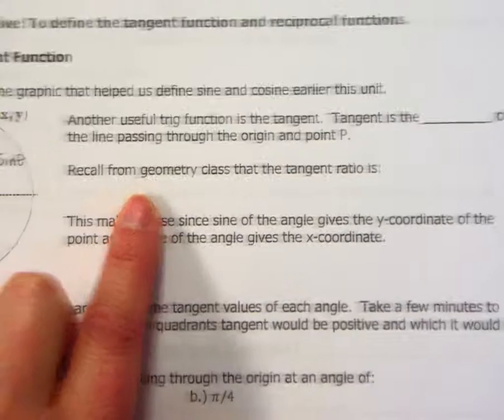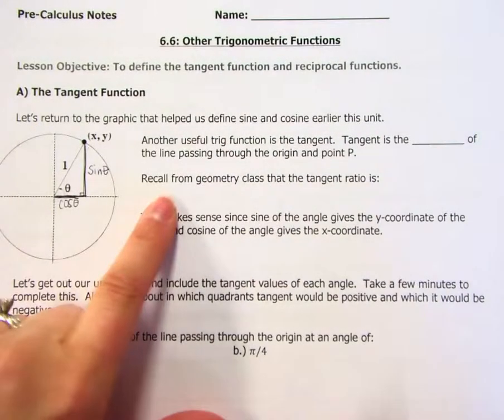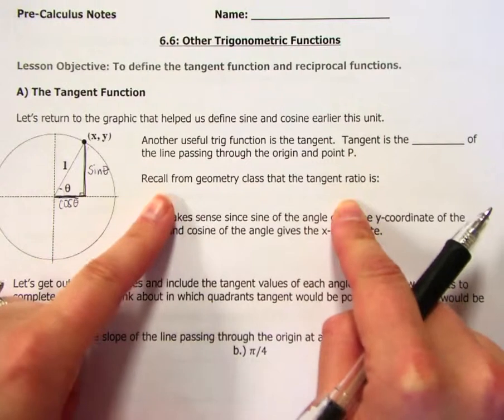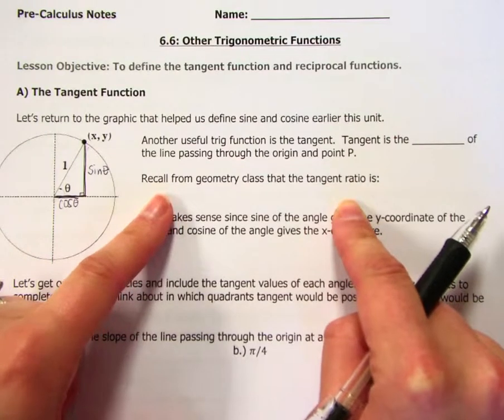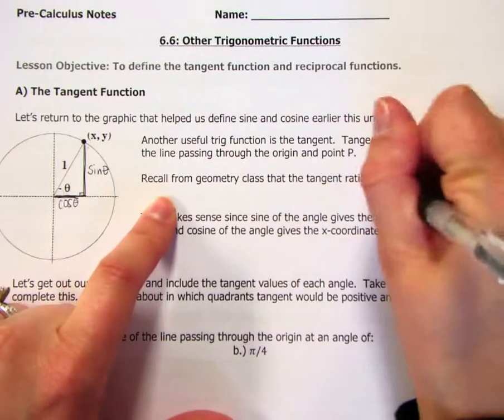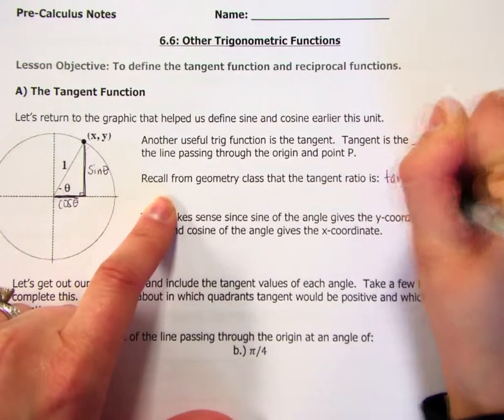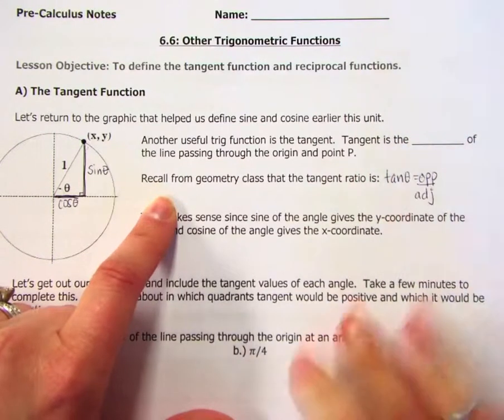Okay. I'm actually going to go slightly out of order here. I kind of changed my mind how I want to organize this. So recall from geometry class, what's your tangent ratio? So from your SOHCAHTOA, tangent was equal to? Okay, so TOA, tangent of theta, was equal to opposite over adjacent. Okay?